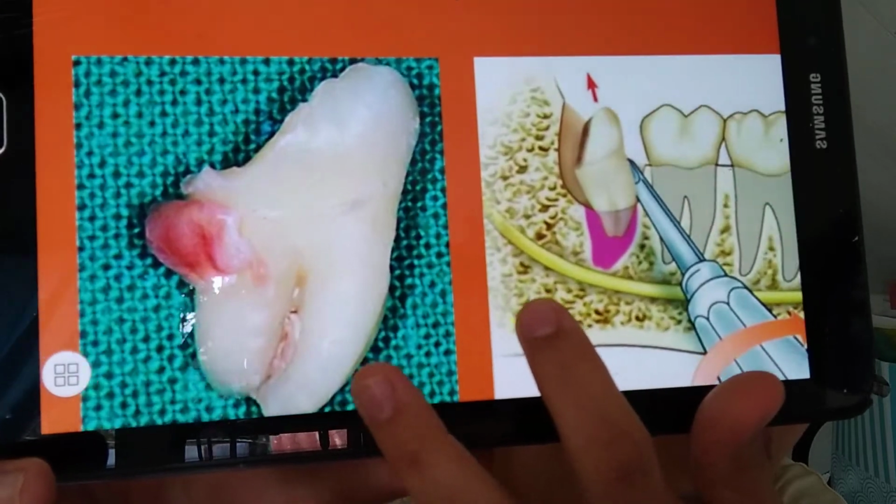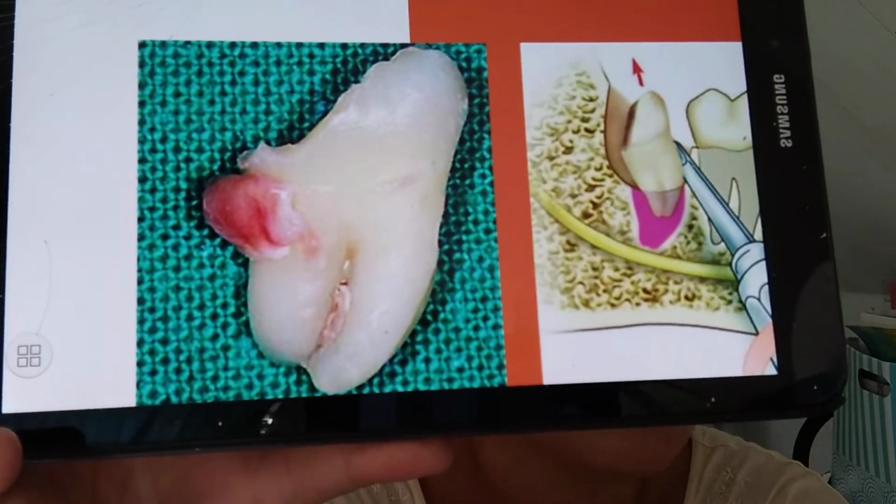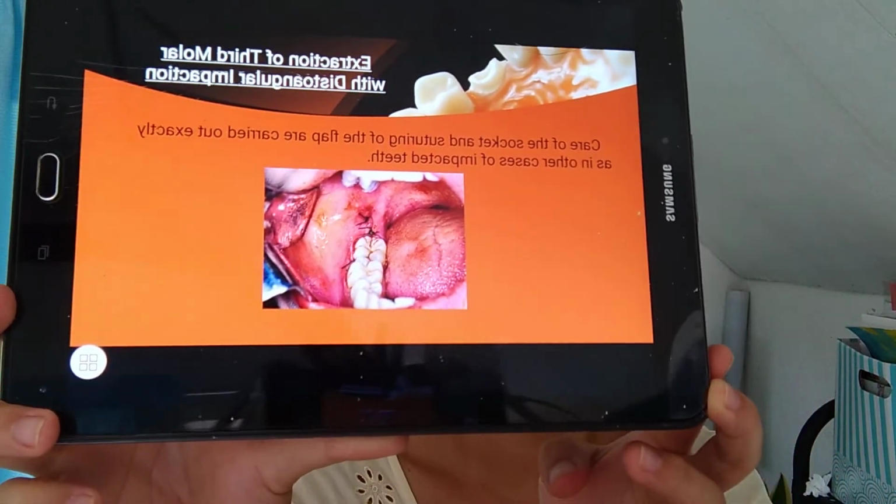So this is the image of the tooth with distoangular impaction removed from the patient. And again, you need to care for the socket, so you need to suture the flap as what you would do in other cases as well.